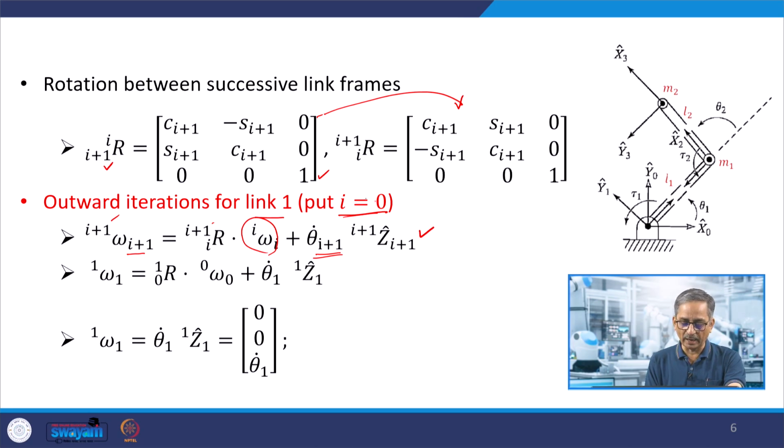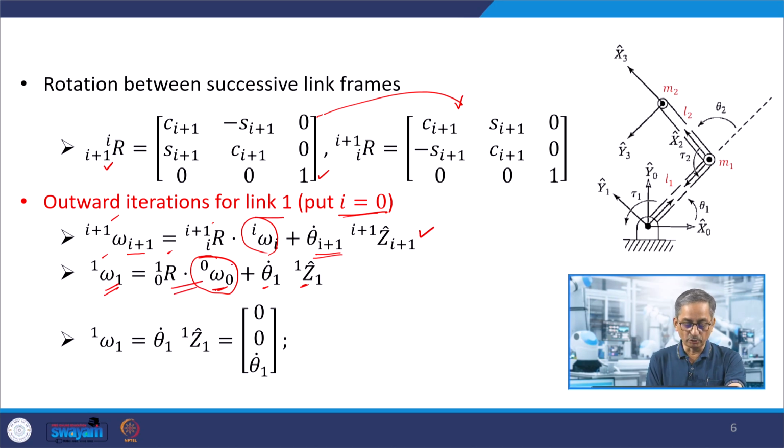Okay, so let us put i equal to 0 in this one. So, I get this equation: omega 1 is omega 0 velocity plus theta 1 dot, all expressed in terms of frame 1. This is already expressed in terms of frame 1. So, we assumed that this value is 0. The base is not rotating.